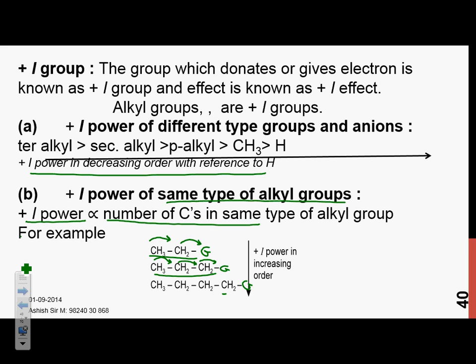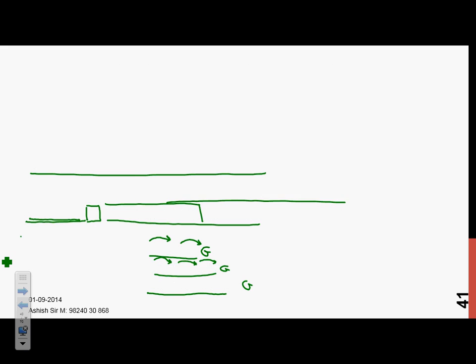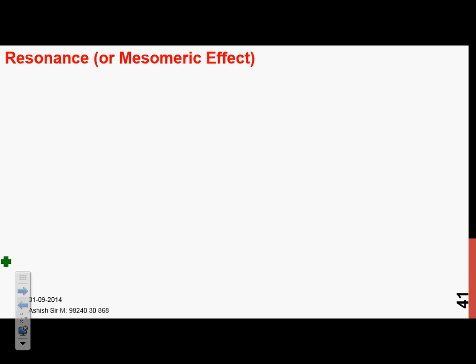And here how many carbons are there? 3. As the number of carbon atoms increases, all of them are primary, but positive inductive power increases. It's directly proportional to the number of carbons. Is this understood? Have you understood? Are you getting this? I'll go to the next effect. That was the first property which I had explained.